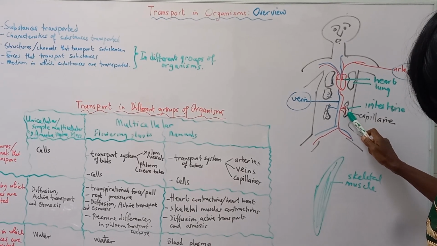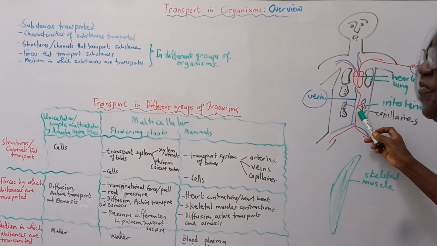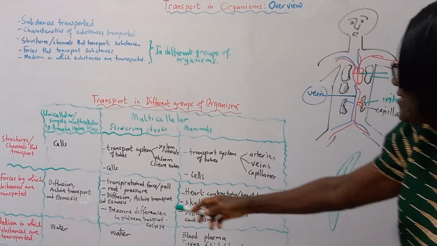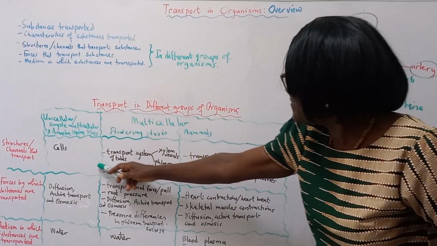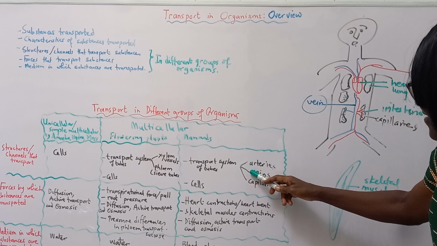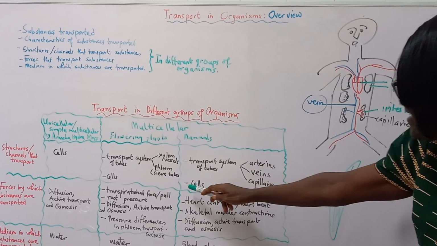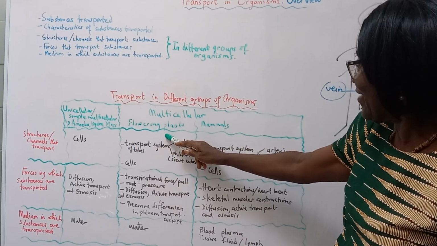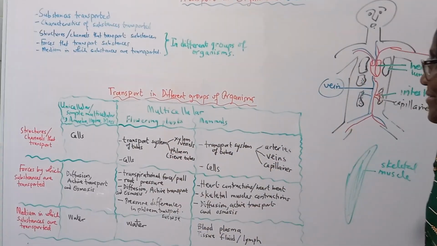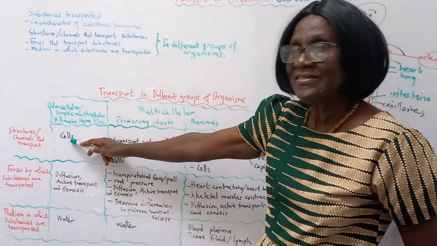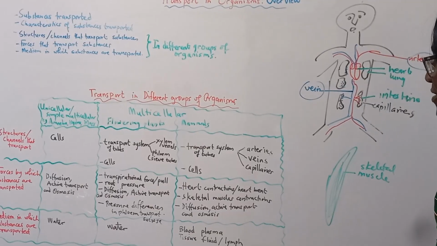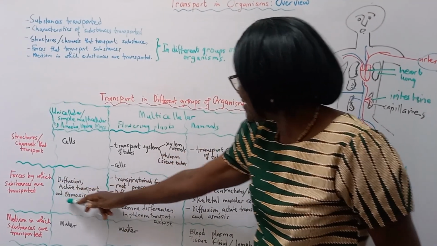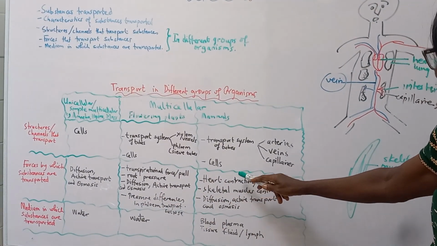These are tubes, but then they move into cells when they get into the organs. So the structures that transport substances in the mammals are these tubes plus the cells. Notice similarly, tubes in the flowering plants as well as cells. The smaller ones, only cells. Good. Now, what about the forces by which the substances are transported in the mammals?